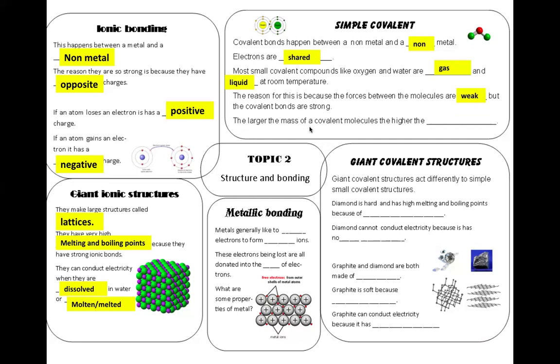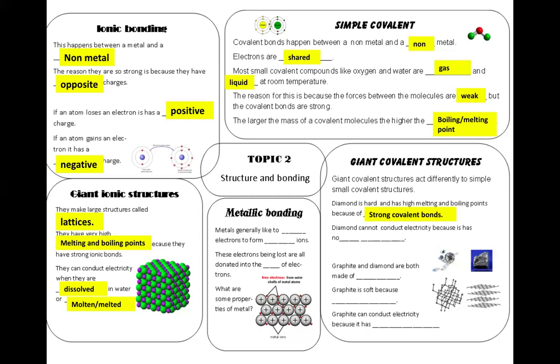Now, the larger the mass of a covalent molecule, the higher the boiling or the melting point. Okay, so the bigger the mass of the covalent molecule, the more energy you need to boil or to melt it. Similar idea to the giant ionic, but don't get them mixed up. Now, the next one, we're going to go to giant covalent. Again, these are bigger molecules that still are sharing electrons with each other.